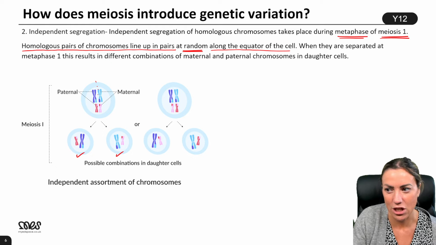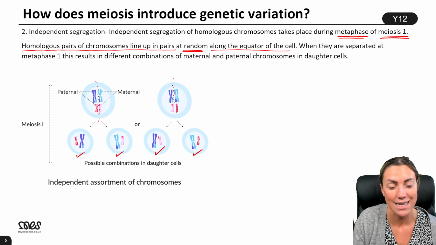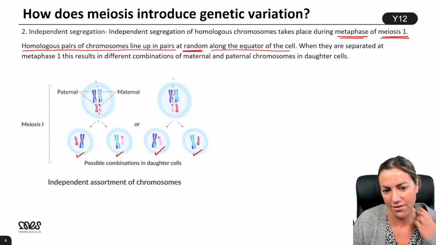So you can kind of picture it like this. You'd have the purple with the red and the blue with the pink. But if they lined up like this, you'd have these 2 daughter cells. You'd have the purple with the pink and the blue with the red. Now, this doesn't look like a lot of genetic variation, right?